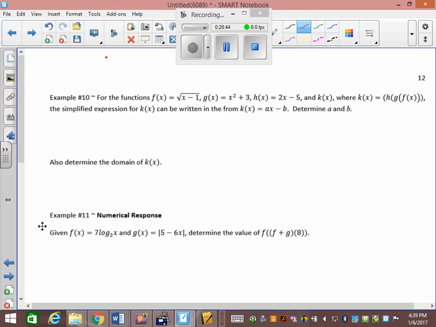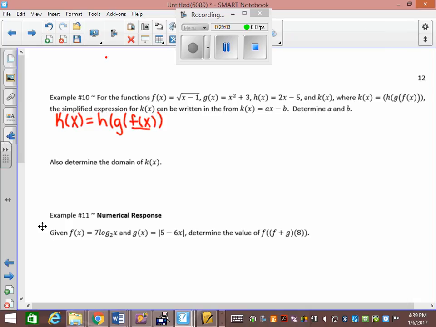Determine a and b. So watch yourself whenever you have a square root, because there is going to be, most of the time, a restriction. So we want k of x, which is h of g of f of x. So the very first thing I'm going to do is fill in for this f of x. So I'm going to get h of g of f, which is square root x minus 1.